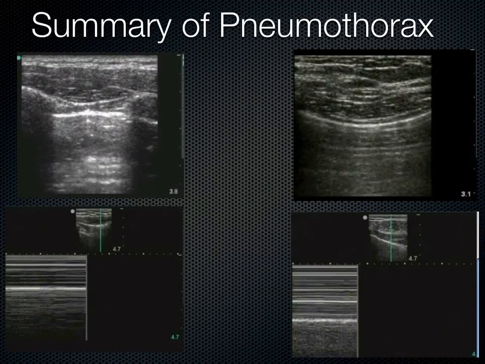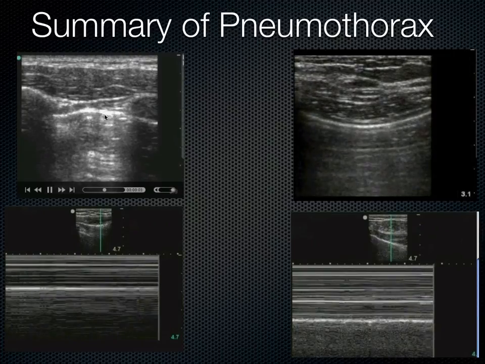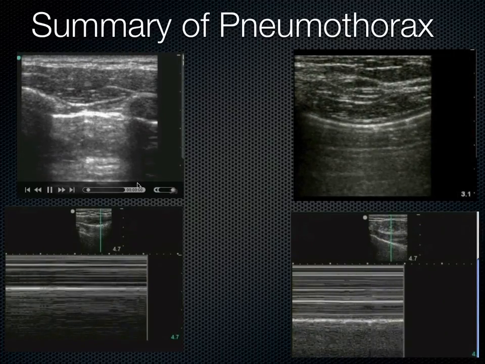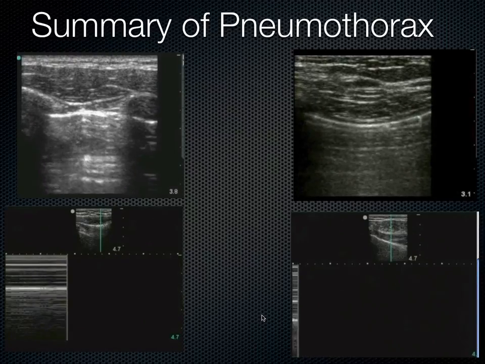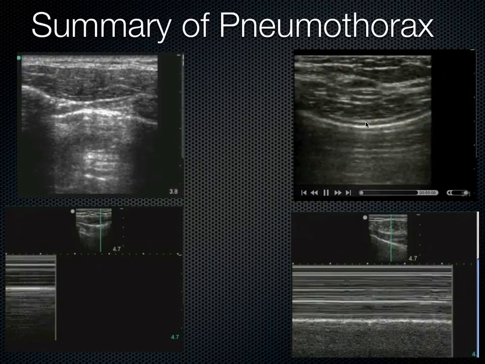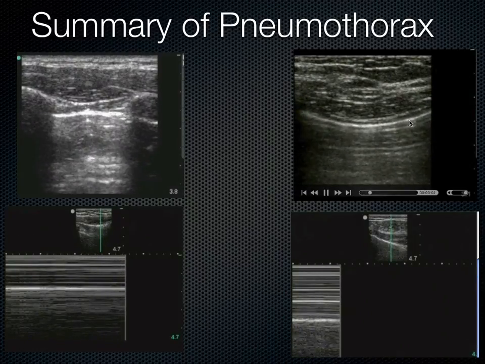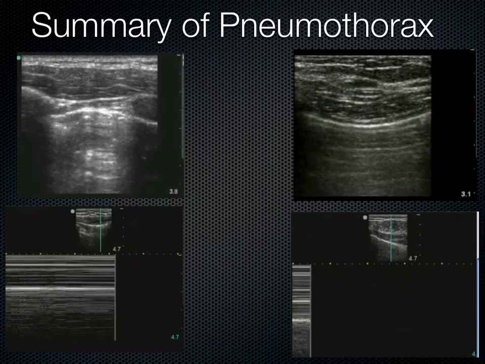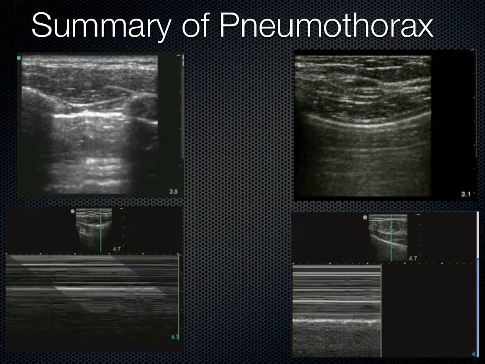In summary of the pneumothorax, you have absence of sliding, absence of minor B lines, you can have A lines, and when you use M mode, you're going to have a barcode sign. Whereas in normal lung, you have sliding, you may have A lines, you can often see minor B lines, and with M mode, you're going to see the seashore sign.